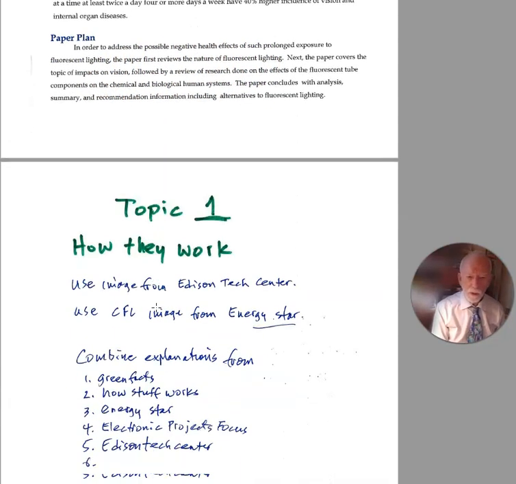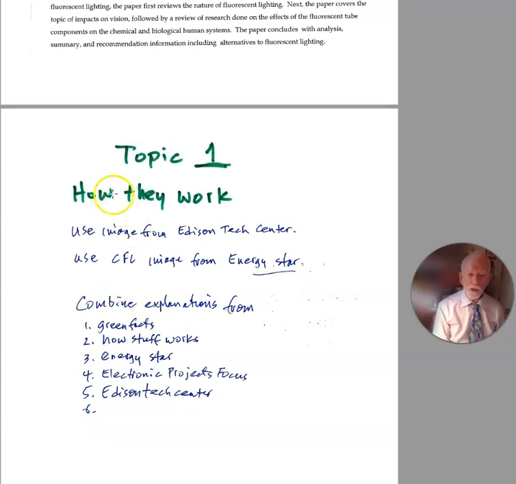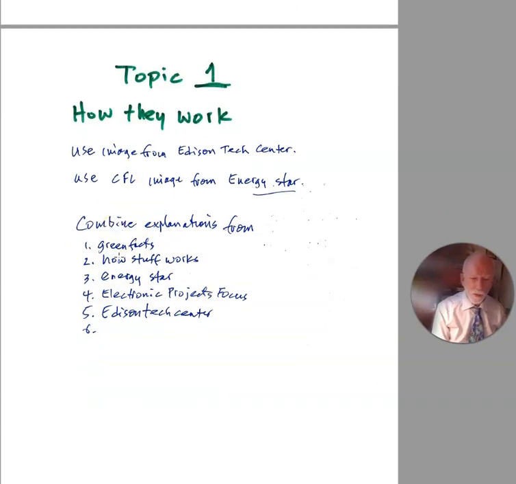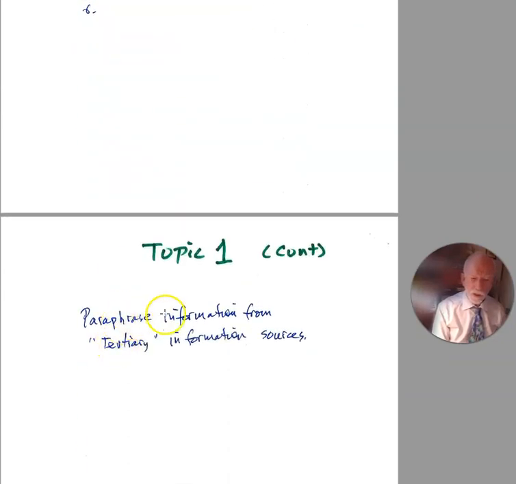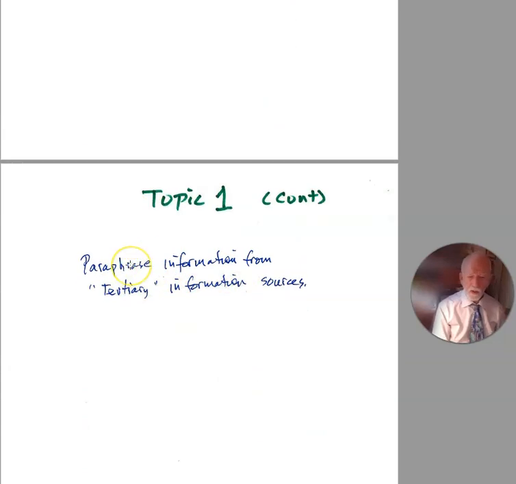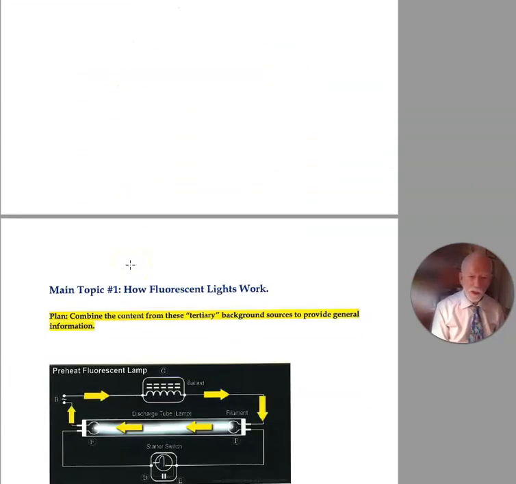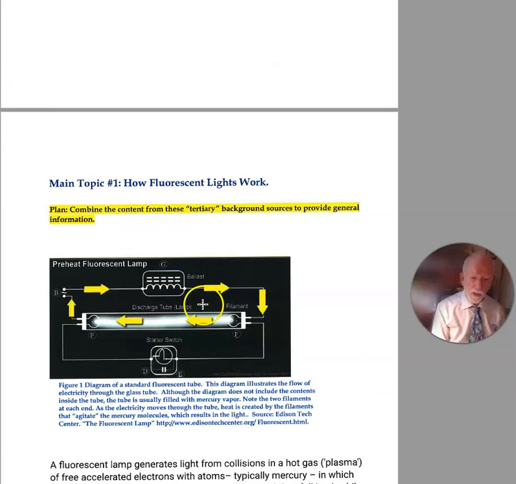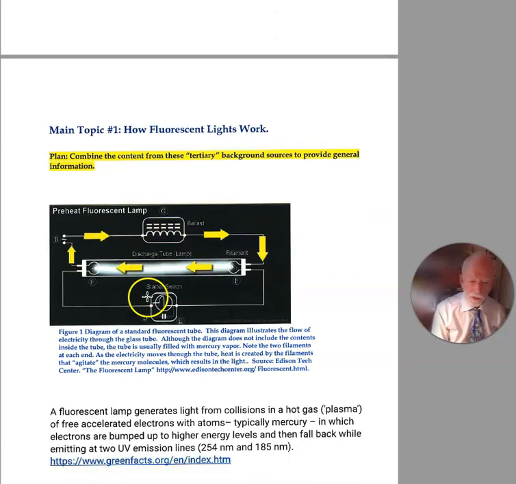Now, once again, in the original handwritten dummy version, his topic number 1 was to explain how fluorescent lights work. He wanted to combine explanations from these 5 tertiary sources that basically provided background information. So what he's going to do now is paraphrase information from all of these sources. Well, he's begun to do that now because he's planning on using this diagram in his paper. He's got a caption that's explaining this diagram.